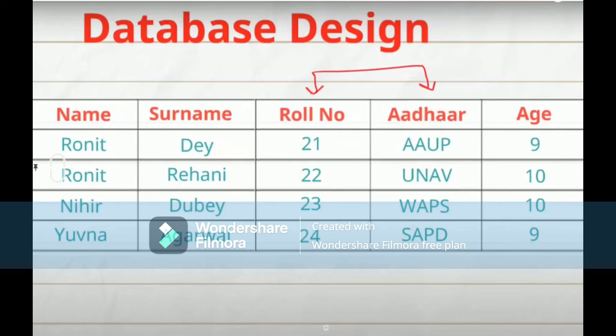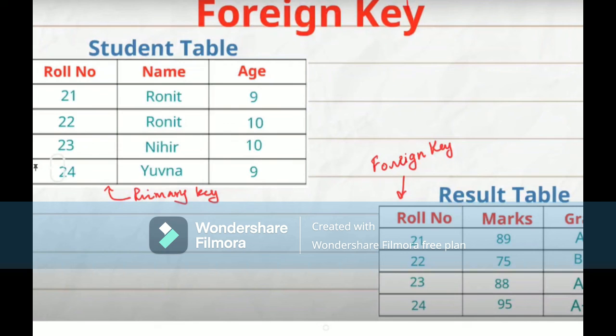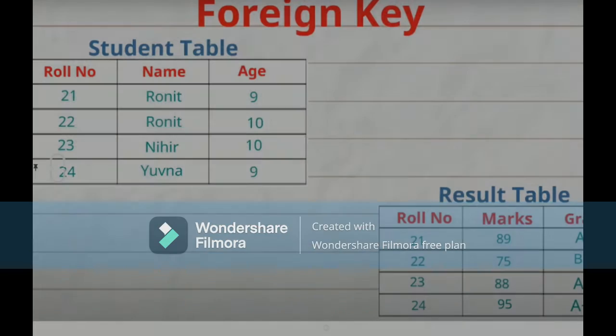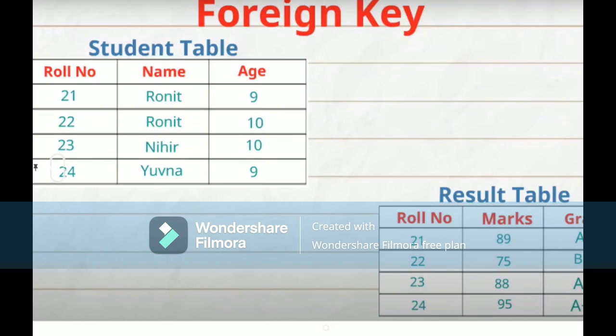We can also use a combination of two or more attributes to serve as a key, and this is known as a composite key. In the following example, the roll number attribute present in the result table is a foreign key which links us to the primary key present in the student table. A relational database consists of multiple tables that are linked to each other with the help of foreign keys. A foreign key is an attribute in a table that refers us to the primary key of another table.